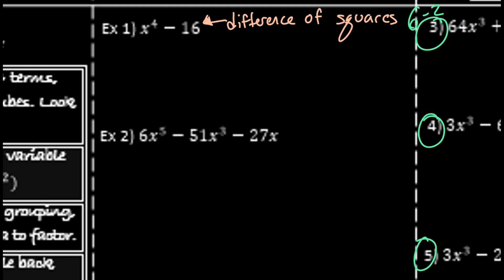So, what is the square root of x to the 4th power? What times itself equals x to the 4th power? X squared. The square root of x to the 4th power is x squared. What is the square root of 16? 4. Now, whenever we do difference of squares, you don't just write it once. How many times do you write it? Twice. And what goes between each one? 1 plus and 1 minus.